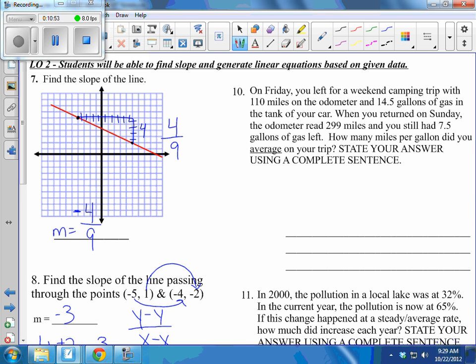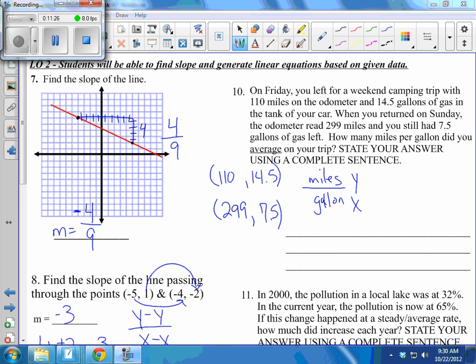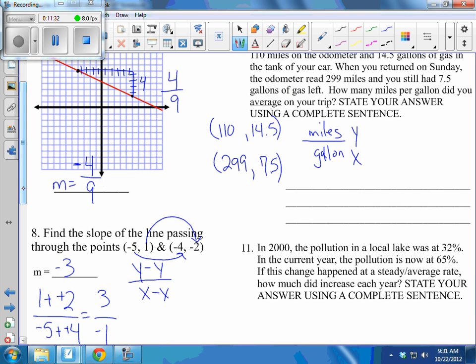So I need an x and y coordinate from my 110 and 14.5 gallons, and then from the other data. When you're trying to figure out what's x and what's y, you guys, they even tell you here it's miles per gallon, which means I've got the y's on the top and the x's on the bottom. So when I go with the 110 and the 14.5, I'm going to write it like this as the x and y. And then I have 299 with 7.5. So I'm going to go ahead and subtract. Let me move this down a little bit. I'm going to subtract my y's.